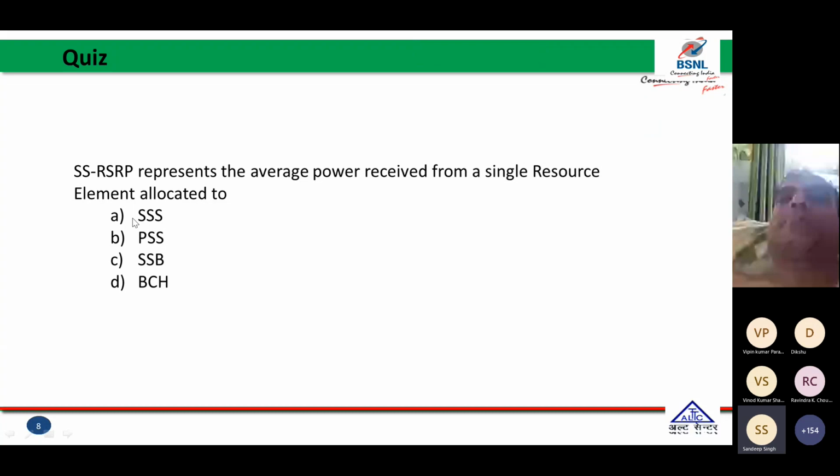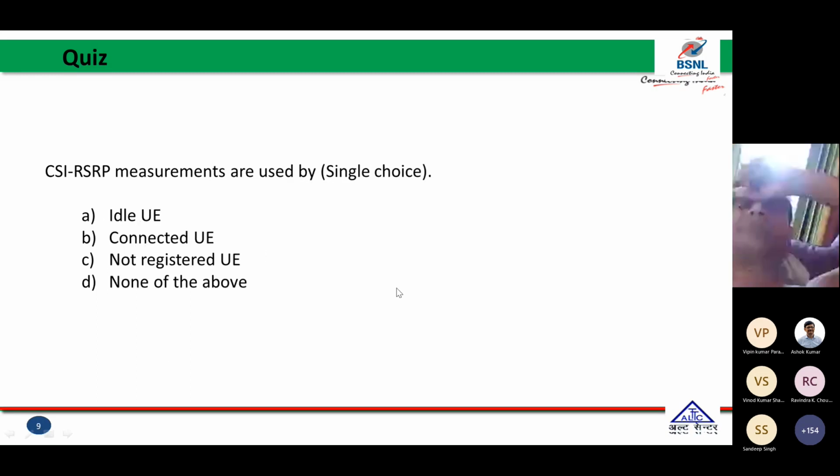The answer is correct, that is A, the secondary synchronization signal. That measurement is used in the idle mode. Second question: the CSI-RSRP measurements are used by which UE? Idle mode UE, connected UE, not registered UE, or none of them.